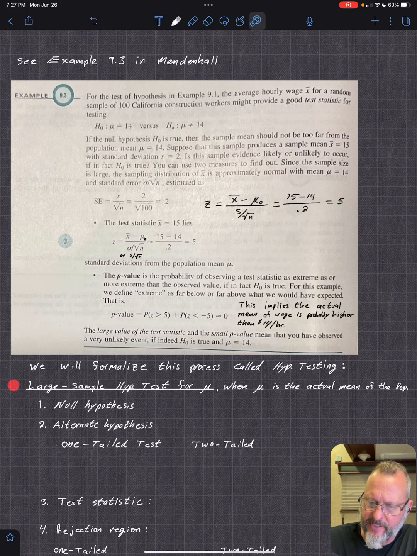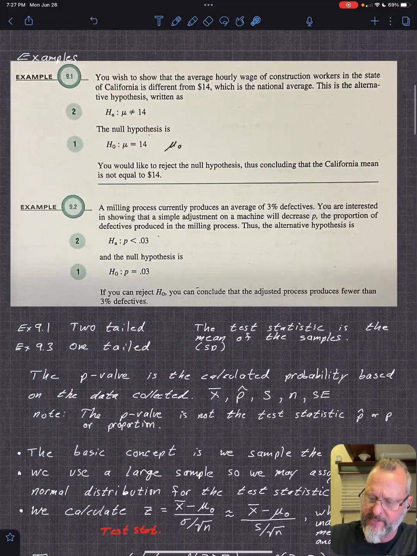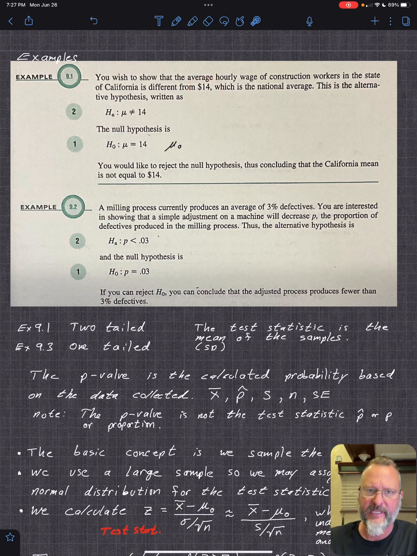Let's continue in an example. We will just talk through this example first and then go through the details and formalize the hypothesis testing next. So in the previous example, we had the situation where we want to see if the wage of workers is different than 14. And different than means either side, it could be less than or greater than.